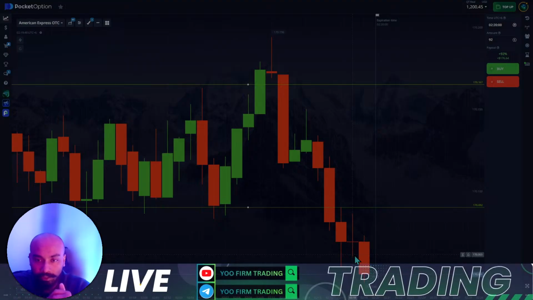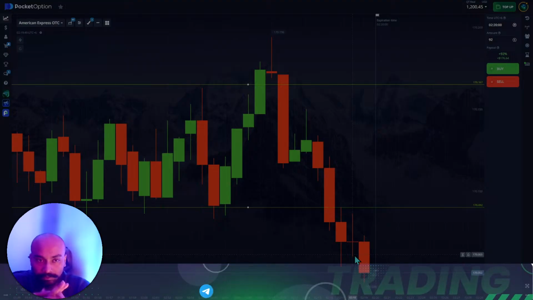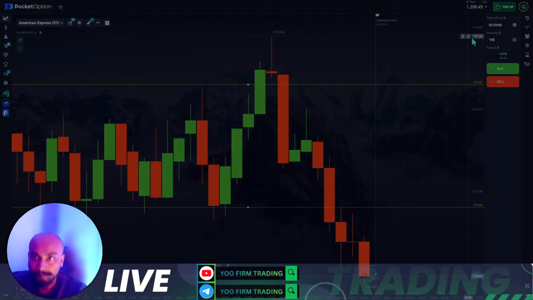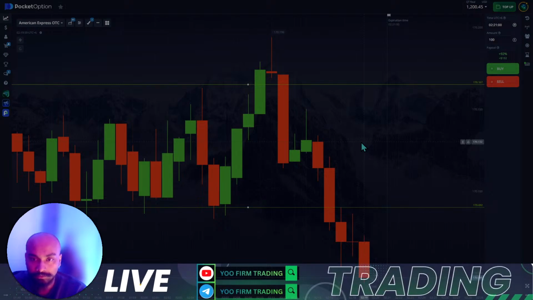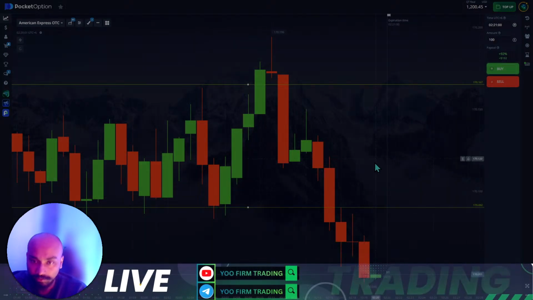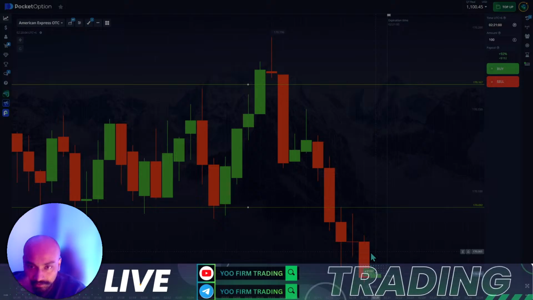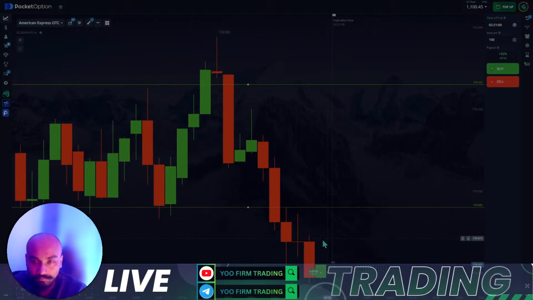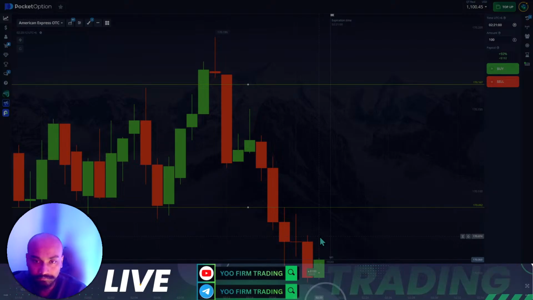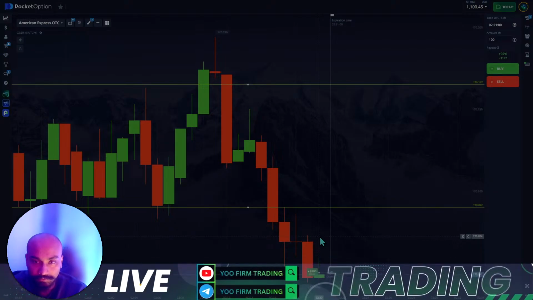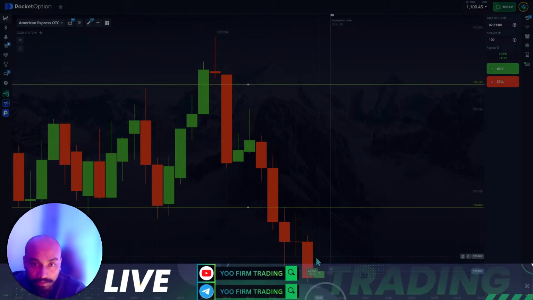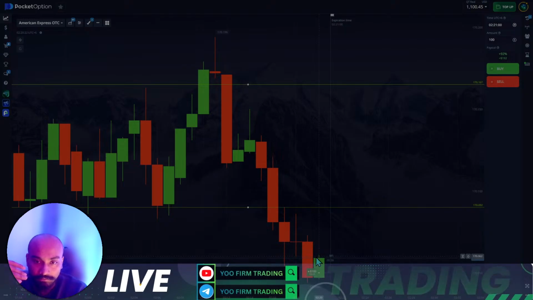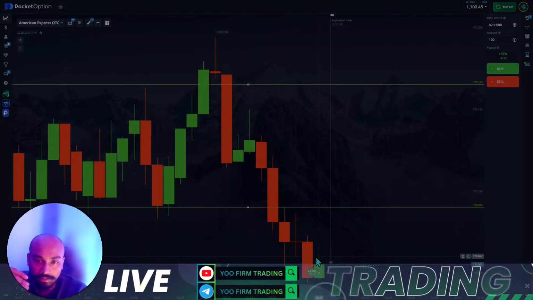So get ready. After this candle, we'll go up, and that's for sure. And I'll place like $100, and that's good. Okay, a little bit late entry, but that's good. So the pressure is still coming. Pressure is still active from the seller side, but we took a very good trade, and let's see.